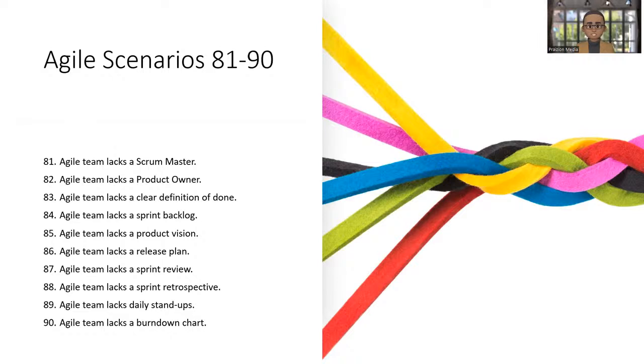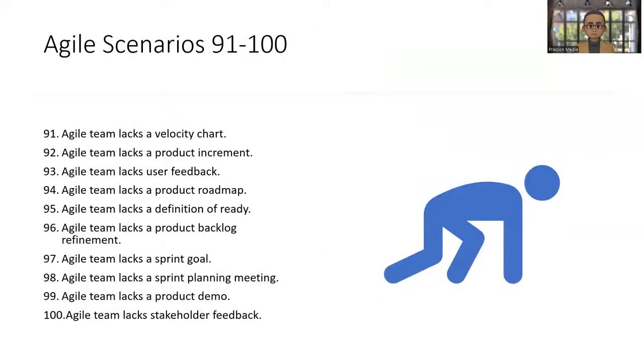But what should happen if the team lacks these events, including a daily stand-up and a burn-down chart? Is that a problem? I really want you to think critically about this. Okay, this is the home stretch. If the Agile team lacks a velocity chart, product increment, user feedback, that would be horrendous. But what would you do? Or a product roadmap, or the definition of ready, or there's no product backlog refinement.